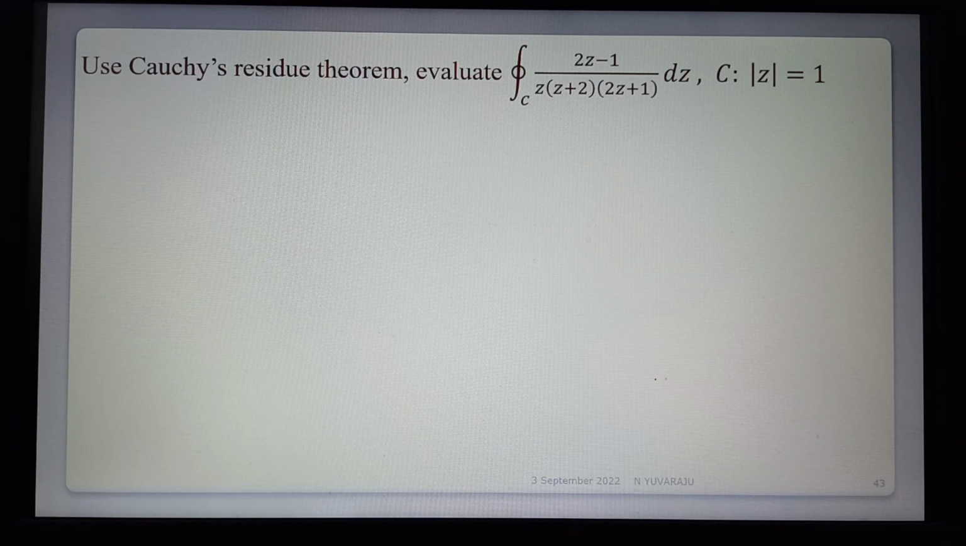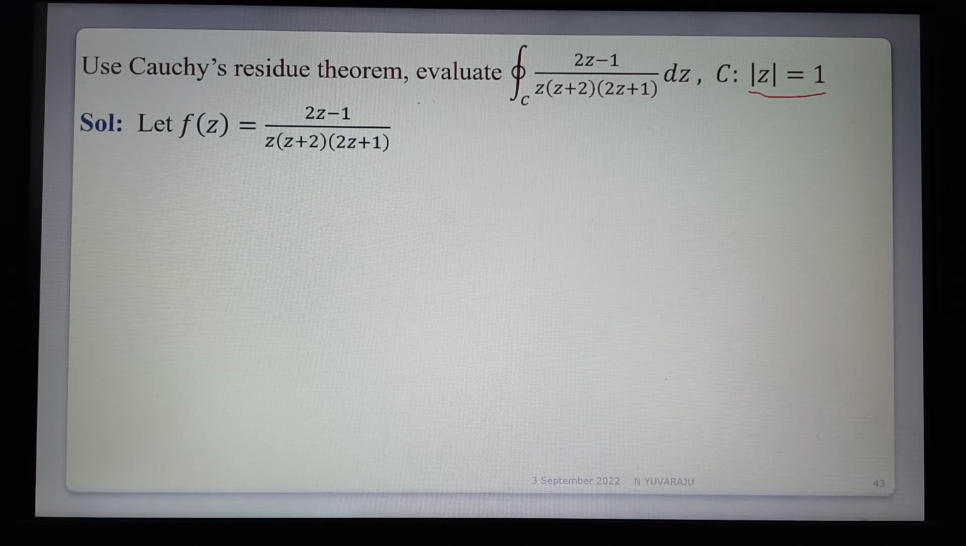Use Cauchy's residue theorem to evaluate the integration over C of (2z minus 1) by z into (z plus 2) into (2z plus 1) dz, where the region is mod z equal to 1, with center 0 comma 0 and radius 1. See the solution. Let f of z be the given function (2z minus 1) by z into (z plus 2) into (2z plus 1). For finding the poles, the denominator z into (z plus 2) into (2z plus 1) is equal to 0.